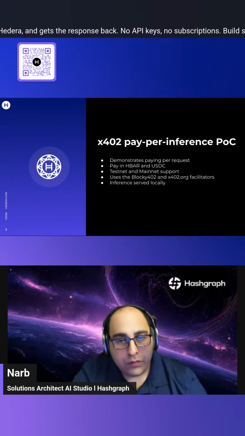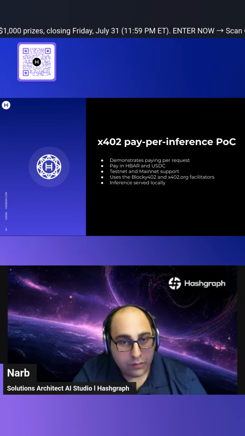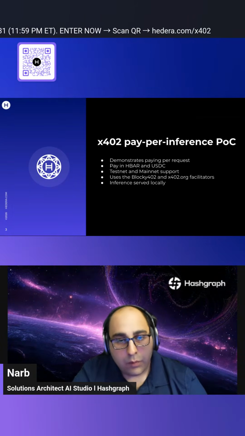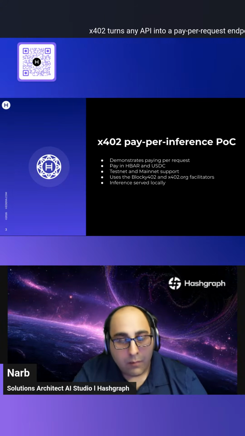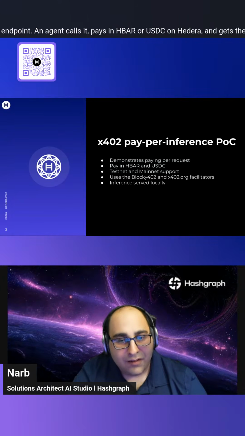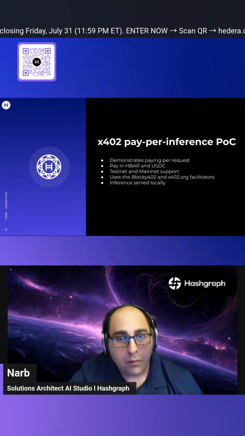Underneath, we're going to be using two facilitators. One is run by a group called Blocky Devs, where their facilitator is the Blocky 402 facilitator. So they support both testnet and mainnet. And the x402.org facilitator for testnet itself. And for this inference, to play within the lines and not break any terms of services with any other API providers I might be using, this inference will be running locally on my machine via LM Studio just for demonstration purposes, but you can switch that out to whatever you'd like when you are playing around with this code.